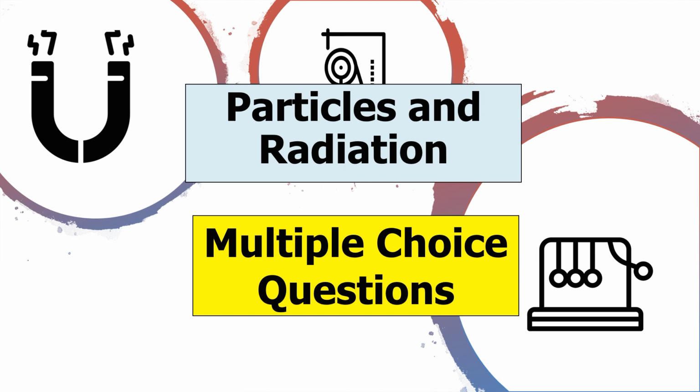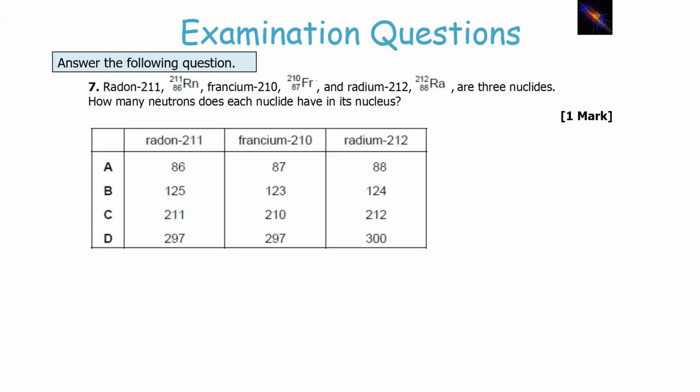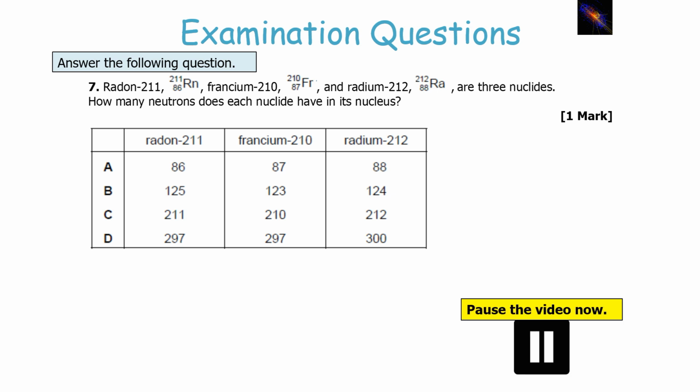So let's start off with some multiple choice questions. In this question, radon, francium and radium are three nuclides. How many neutrons does each nuclide have in its nucleus? So pause the video now, then unpause the video when you want to go through your answer.